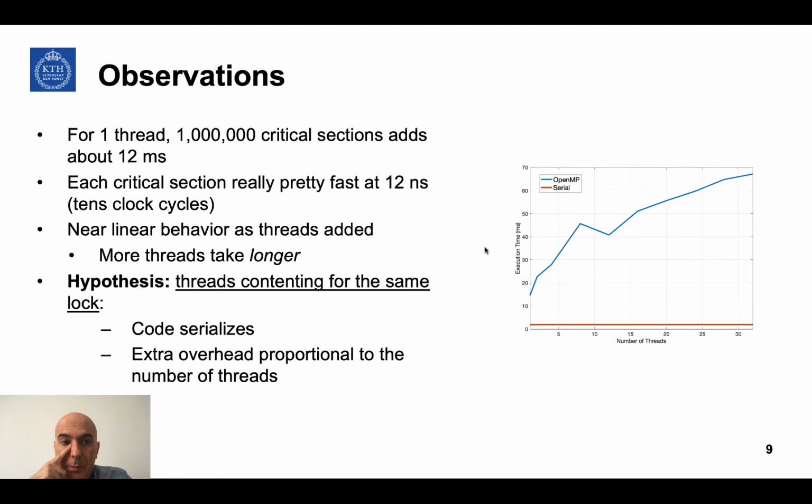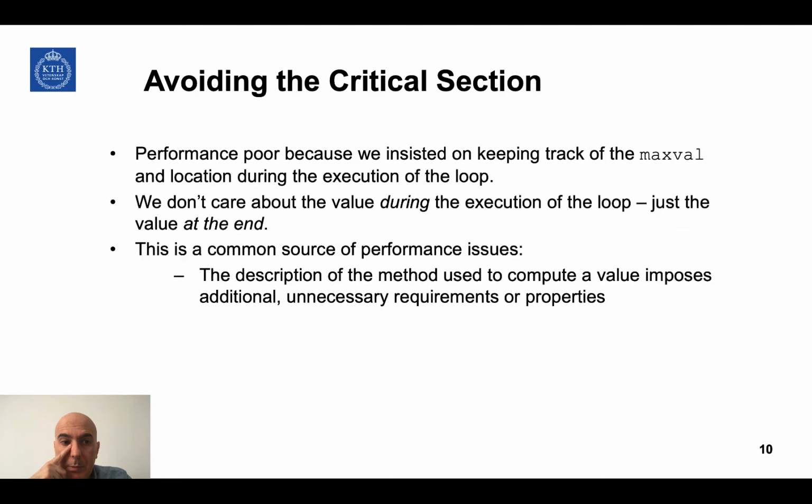The scary behavior is actually this one, that we saw near linear behavior as we are using more and more threads. So more threads take actually longer. The hypothesis we have is that threads are contending for the same lock. So the code serializes, and the extra overhead is coming from extra serialization that comes with the extra usage of threads. So how can we avoid the critical section?